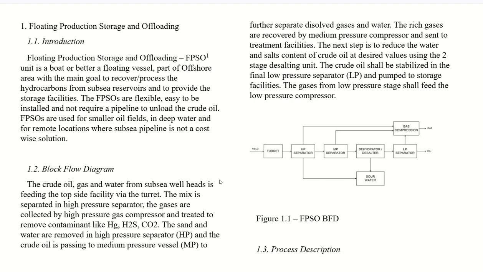What is the block flow diagram? It says that there is a field, which is the target, where the flow lines are, then HP separators. From the HP separator it becomes a processing unit: HP MP separator, dehydration or desalters, and you can see the salt water is connected through desalters and the dehydration unit, then the LP separator and gas compressors. You can see the two trains of gas and oil. So this is the overall process flow diagram for the FPSO.